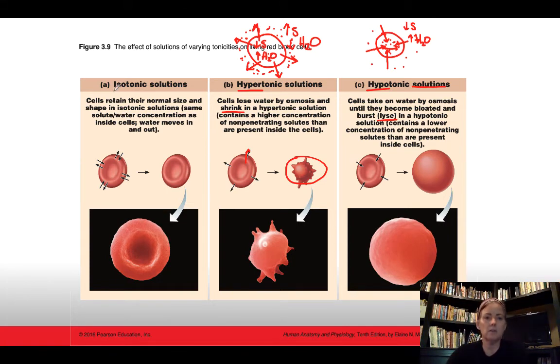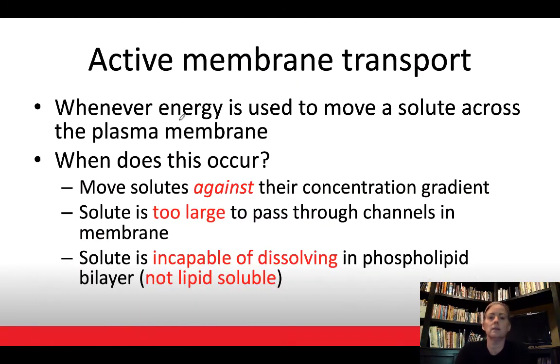Isotonic solutions, iso means the same. So it means that you have the same water and solute concentration both inside and outside the cell. So there's really going to be no net movement of solutes or water. It's going to end up reaching equilibrium. Okay, so that's what we see in isotonic. Okay, so that's all of our passive transport.